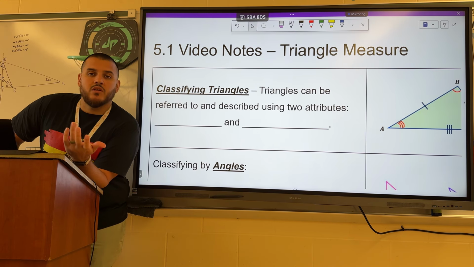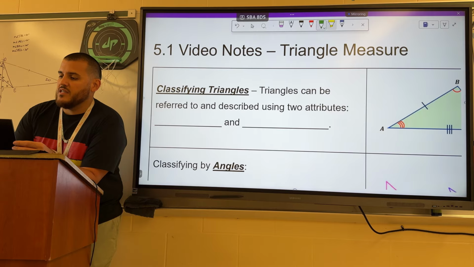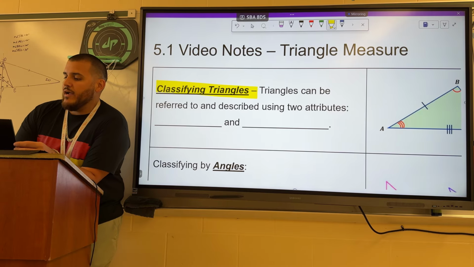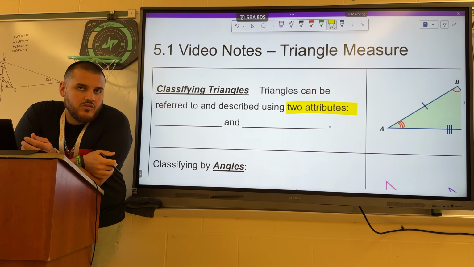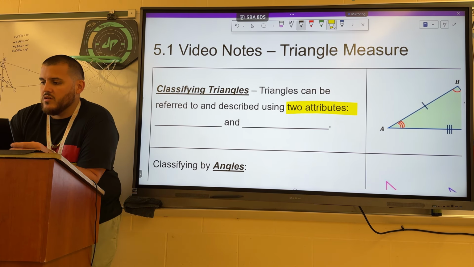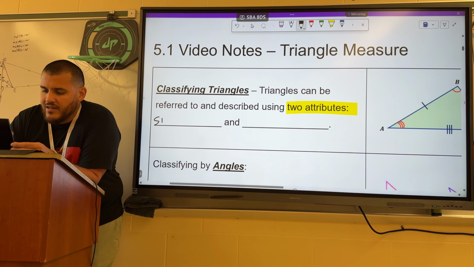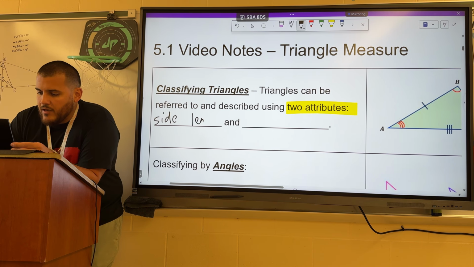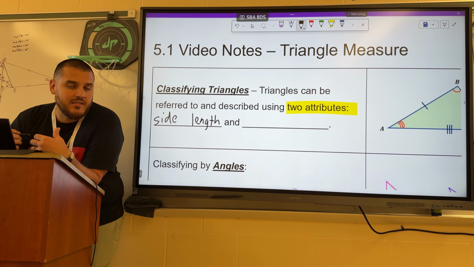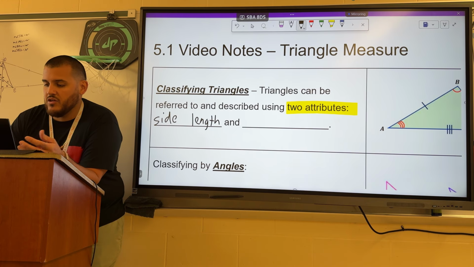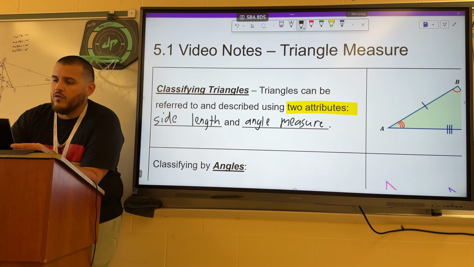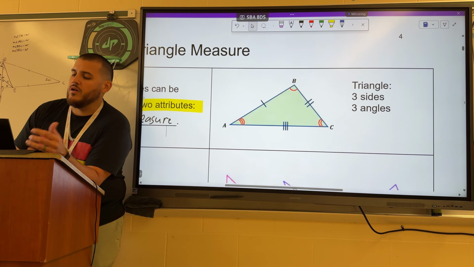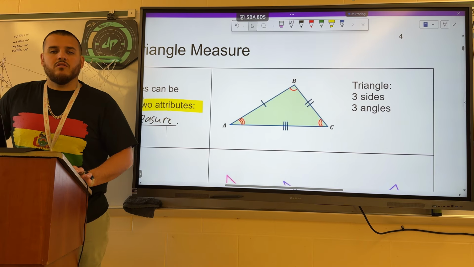So we're going to start with making sure that we have the right names for triangles as we learn how to classify them. There are two attributes that we're going to use when we name triangles: side length and angle measures. The length of sides is going to give us a type of triangle, and the angle measures of all three angles in the triangle will give us a name for our triangles. In case you don't know, that's a triangle: three sides, three angles.